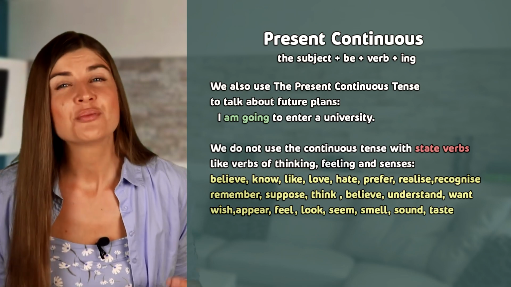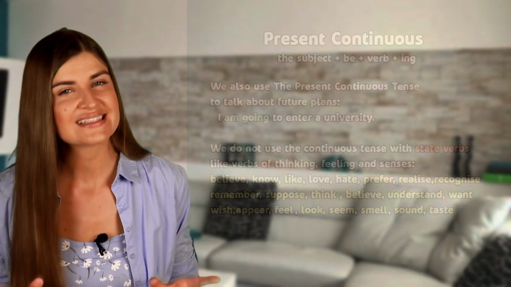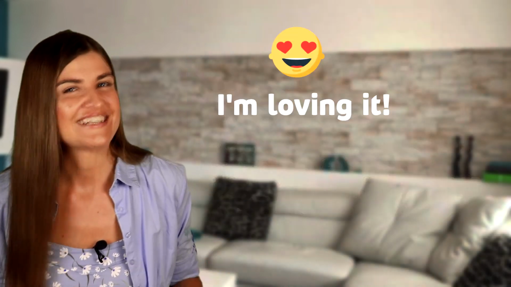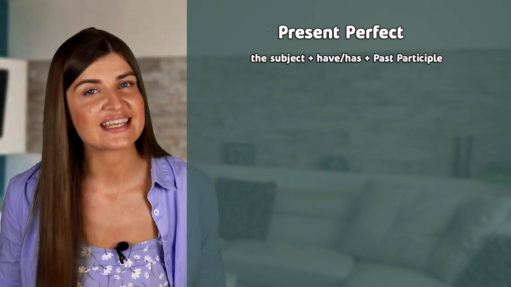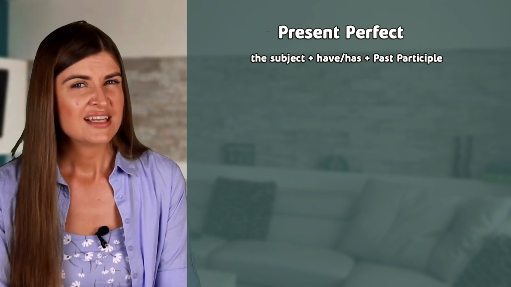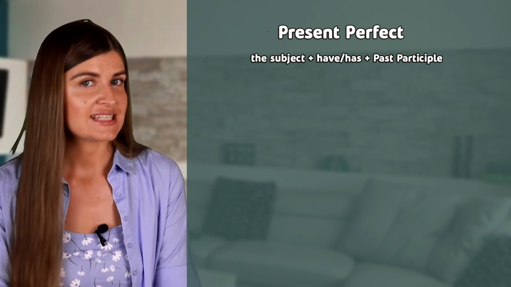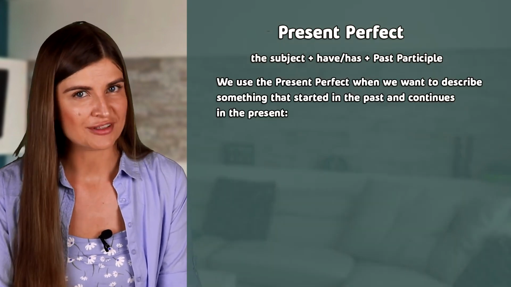But sometimes you may hear native speakers using state verbs in the present continuous tense. For example, I'm loving it. Now we have the present perfect tense. The present perfect is formed from the present tense of the verb have and the past participle. So the structure is the subject plus have or has plus past participle.